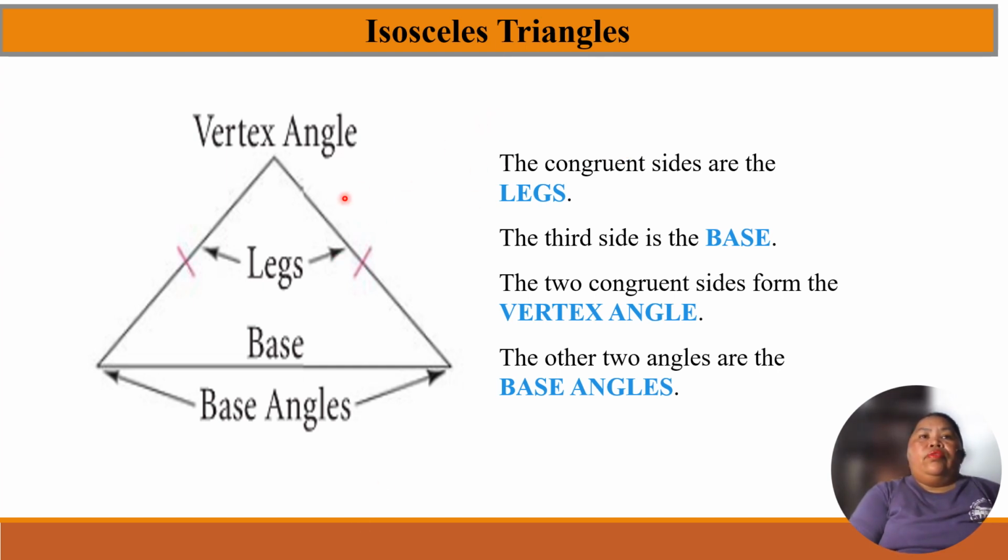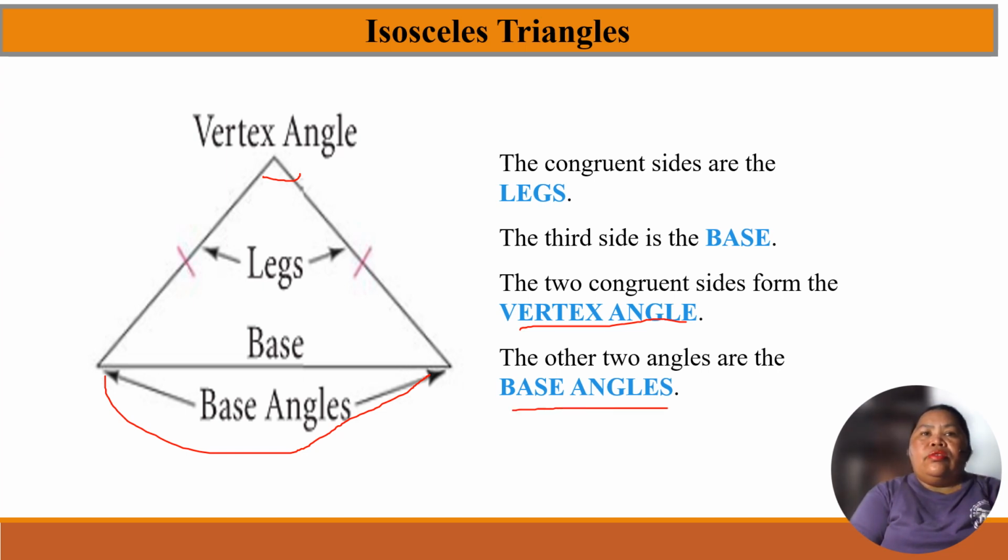Isosceles triangle. These are the parts of the isosceles triangle. We have the vertex angle, and then we have two legs. And then this is the base, and this one is the base angle. The congruent sides are the legs, the third side is the base, and the two congruent sides form the vertex angle, and the two angles are the base angles.